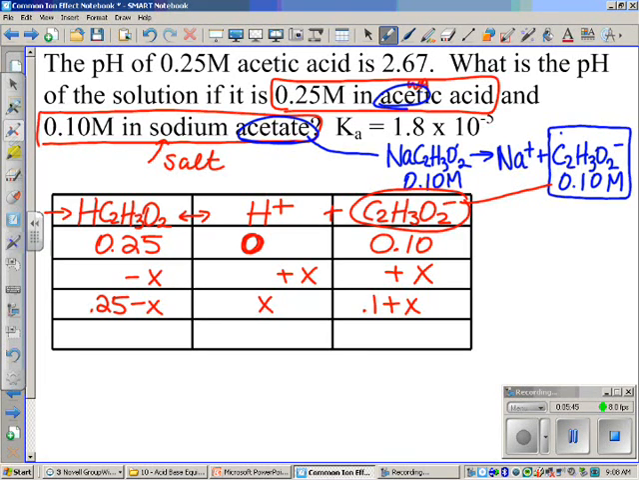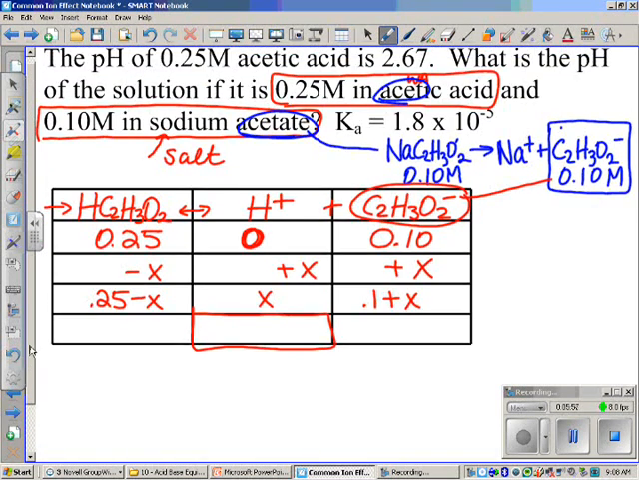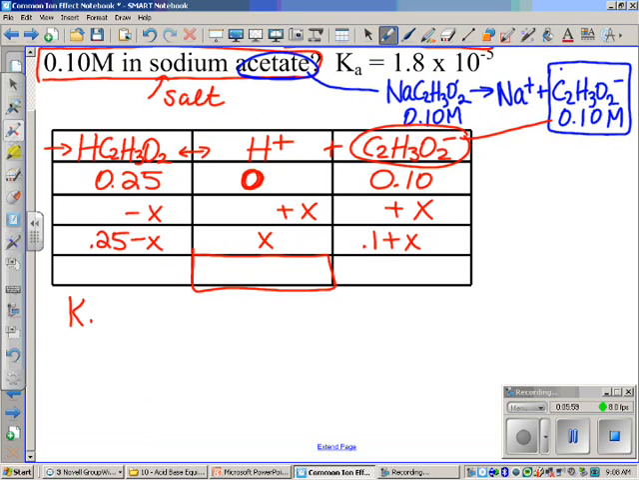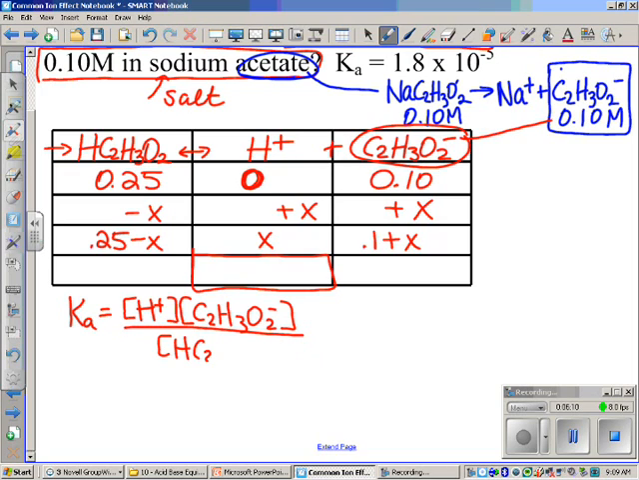Now they want us to calculate the pH of this solution that has both of these in it. To do pH, we know we need the H plus concentration. So I'm looking to find this value right here. So we're going to use the Ka. This is an acid problem, so Ka is the appropriate equilibrium to be using. So Ka is H plus times C2H3O2 minus all over HC2H3O2. I know my Ka was given in the problem as 1.8 times 10 to the negative fifth, which means we can use our trick.